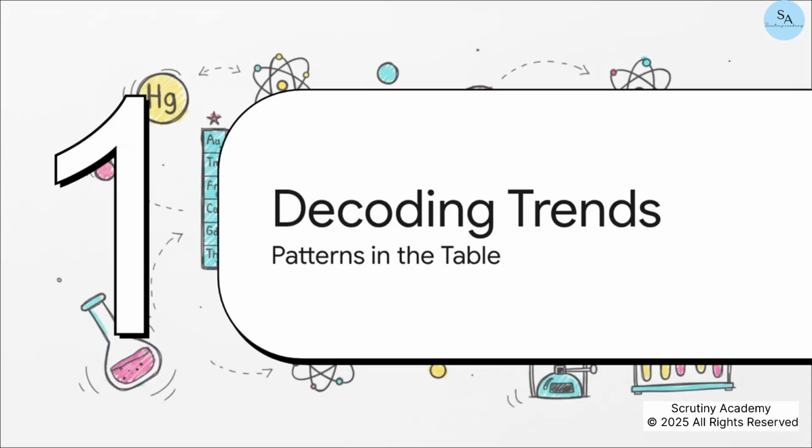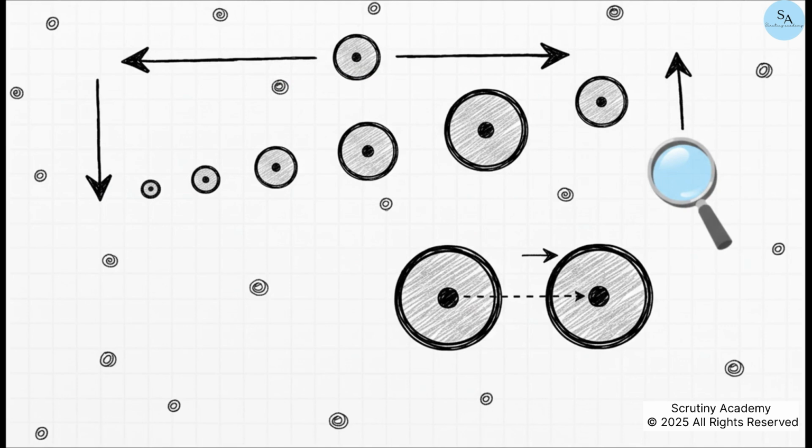So, now that we have this perfect modern table, let's unlock its secrets. Its real power is in the predictable patterns or trends that you can see. Understanding these is absolutely key for your exams, so let's dive into two of the most important ones. First up, let's talk about size. As you move across a row or down a column on the table, do atoms get bigger or smaller? Well, that's what we call the atomic radius.